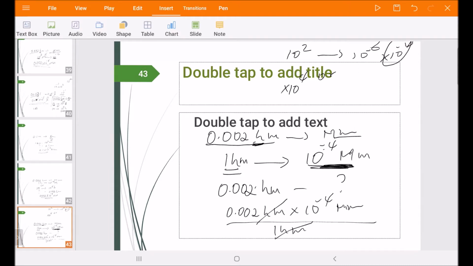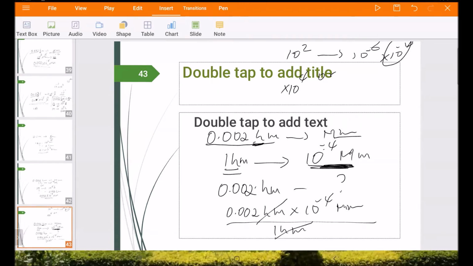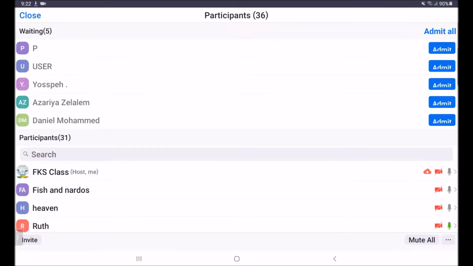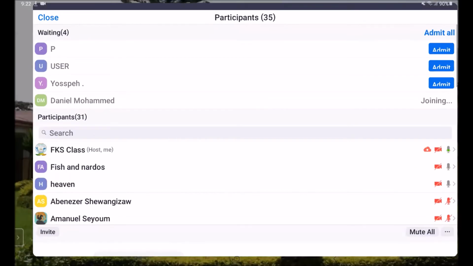This is how you convert one prefix into another prefix. Yes, no? Any other question? Is it clear?